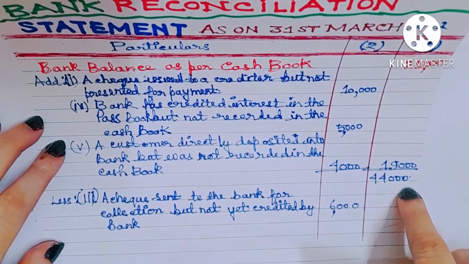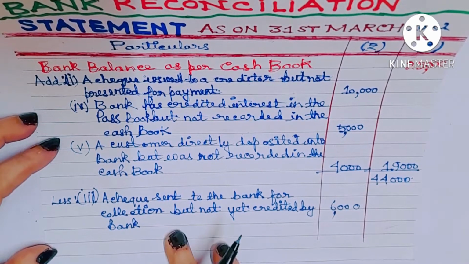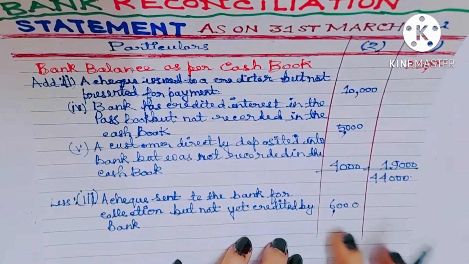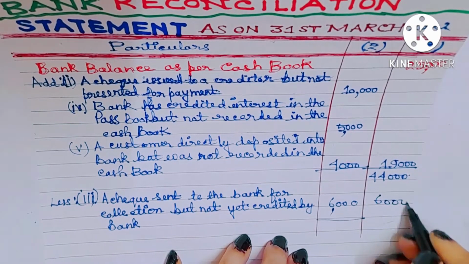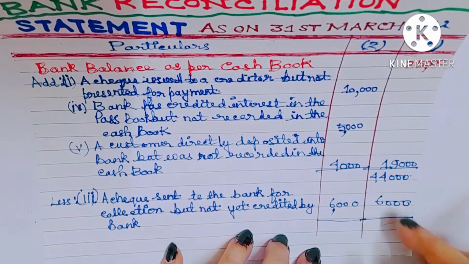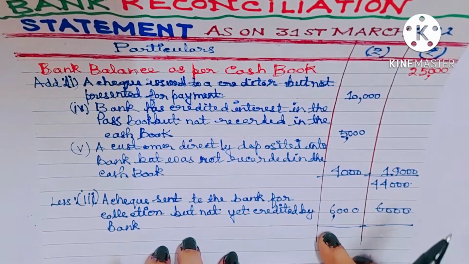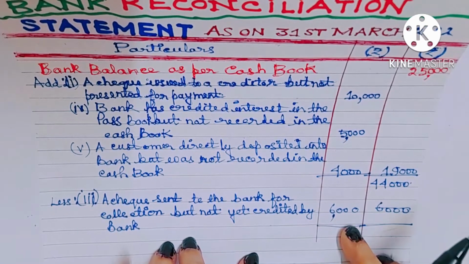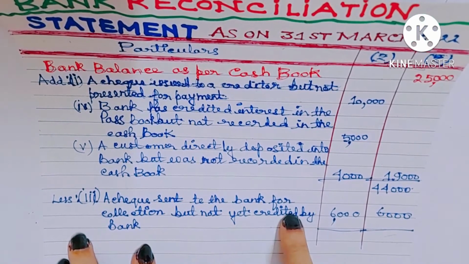তারপরে আমাদের কাজ কি লেস কে দেখব, আমাদের একটাই লেস ট্রানজাকশন আছে. So how much is less? 6,000. So we'll write 6,000 here. তাহলে আমরা 6,000 এখানে লিখলাম. Now deduct 6,000 from 44,000. There is only one transaction which we are going to deduct, 6,000.